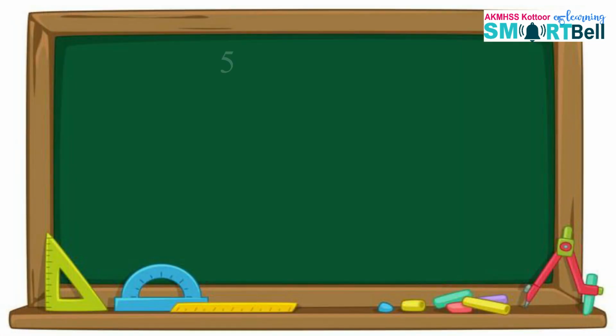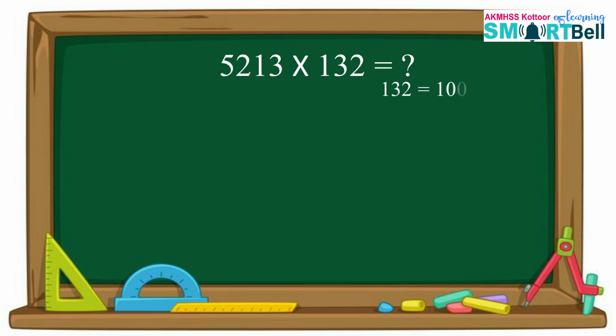Okay. Now we can multiply a number with a 3-digit number. Here we are taking an example of 5213 with 132. We are multiplying 5213 with 132. To multiply this, we write this 132 in split form. How will you write? Yeah, 100 plus 30 plus 2. 100 plus 30 plus 2 is 132.